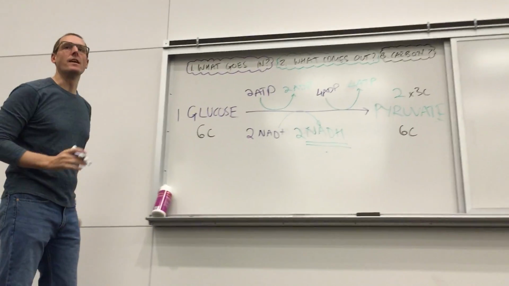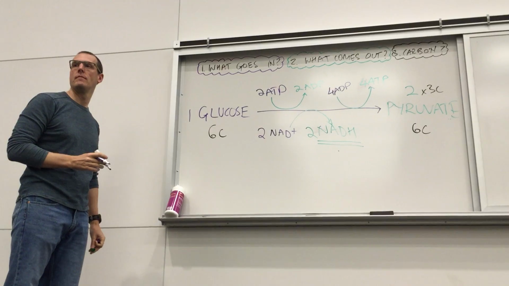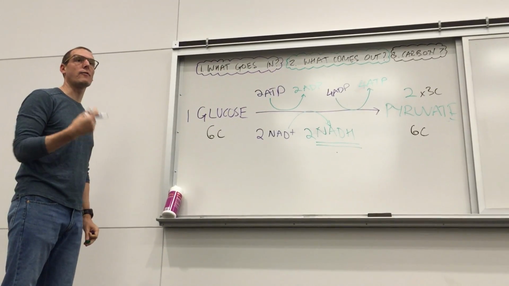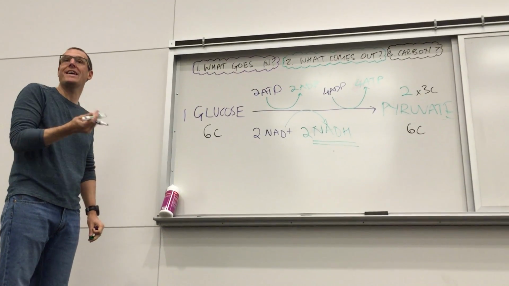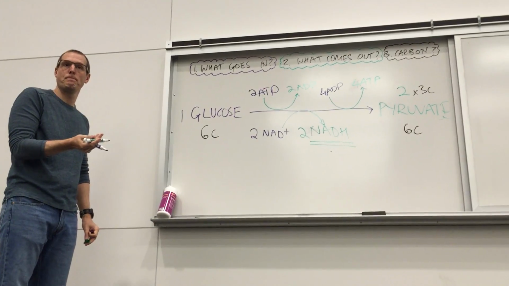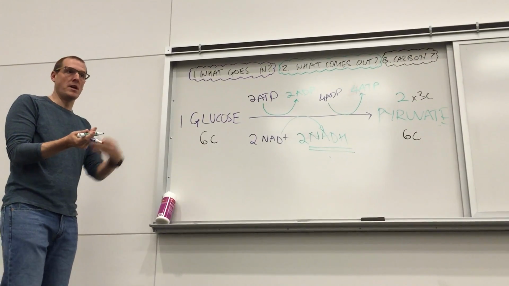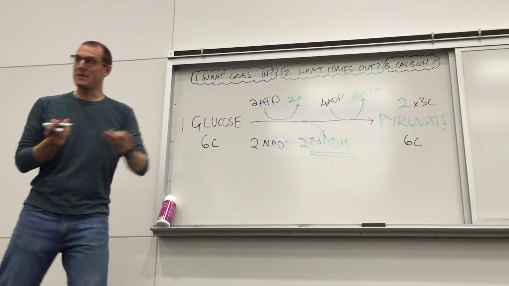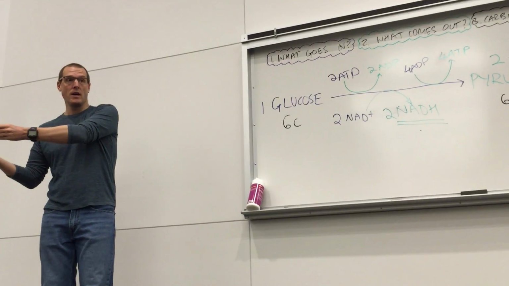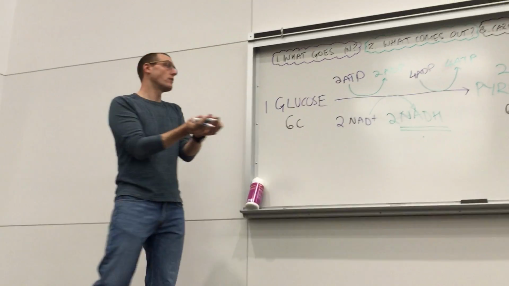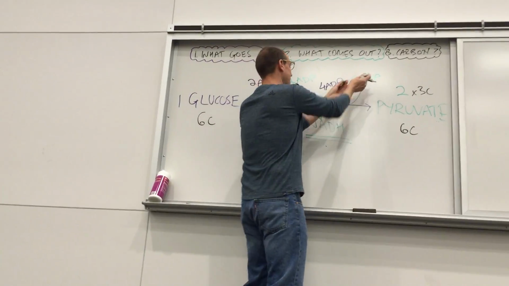What is my net gain of ATP here? 2, right? I got 4 out, but I put 2 in. My net gain is 2. Make sense? It's like money goes into your bank account, money comes out and goes to the bar, and you're left with some for savings at the end. So that's what we're going to put back into savings.